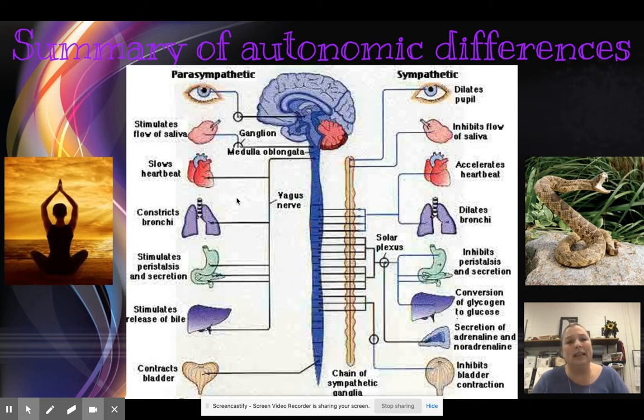So the way that I remember this sounds dumb, but with the sympathetic, I think, oh, I'm sympathetic to you for stepping on that snake. I don't know why, but for some reason that helps me remember it. Okay, so there you go. Parasympathetic and sympathetic.